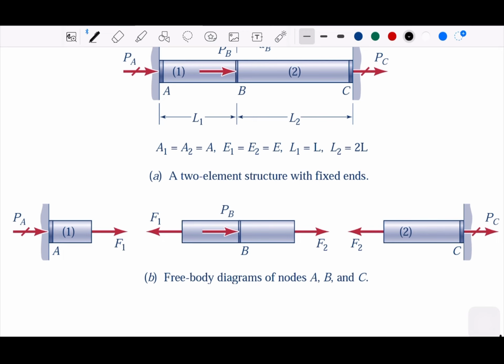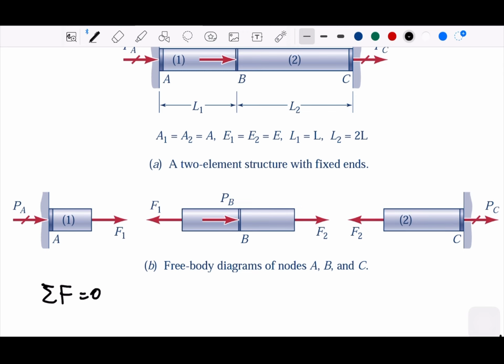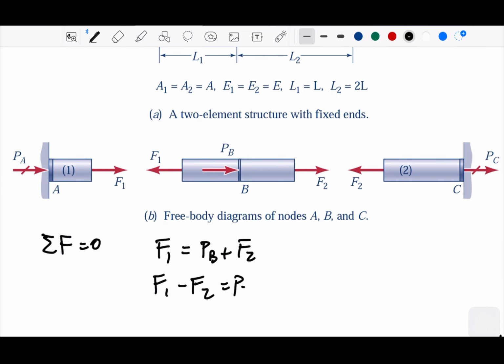Okay. And now from this equilibrium we can write, at least we know if we want to make the sum for the forces. Okay, at least from the middle one, we see that F1 is equal to PB plus F2, or F1 minus F2 is equal to PB. And then for the left one, PA is negative F1, and then F2 is equal to PC.